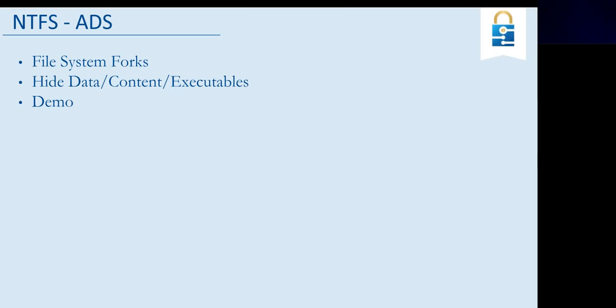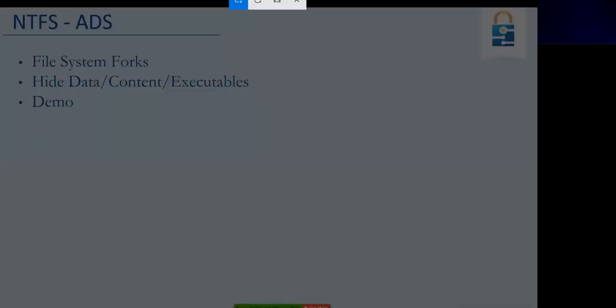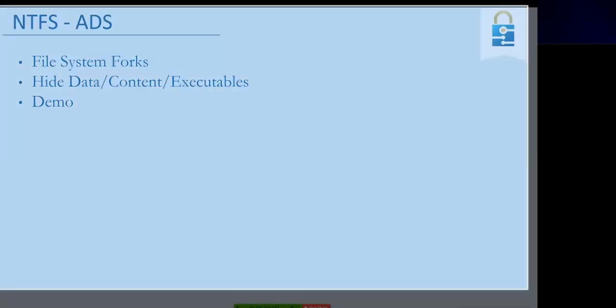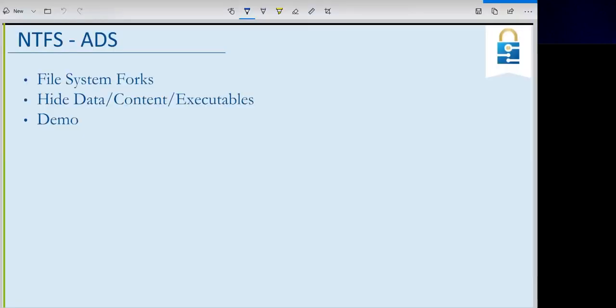All right, that's cool. So the main reason why we want to use data streams, or NTFS alternate data streams, specifically around Windows environments, is file system forks. The main outcome for this is basically hiding data. So let me just grab this screen so I can do some drawing. The main reason I want to create a fork, have a think about it in this way, right?